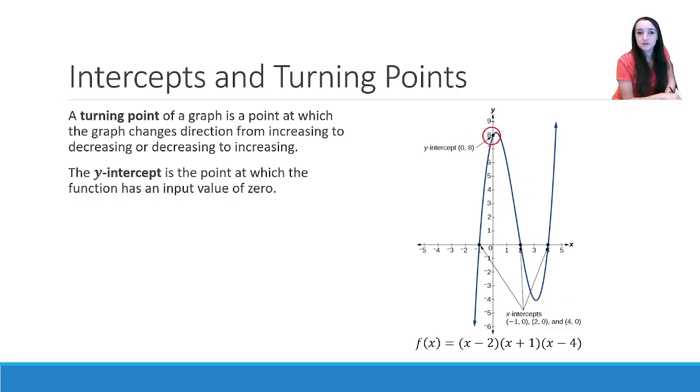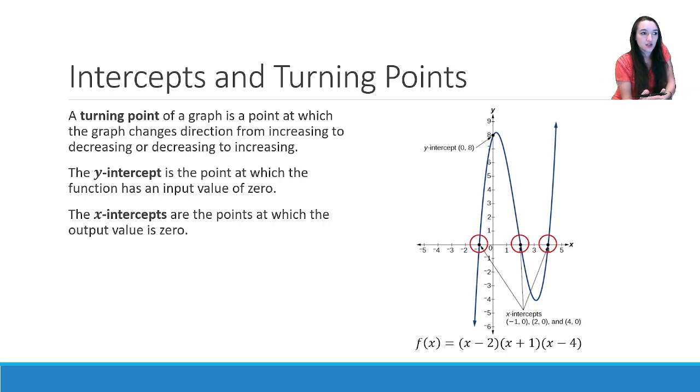The y-intercept is the point at which the function has an input value of 0. We already sort of know that from previous functions. That's always going to be true. But then the x-intercepts are the points at which the output value is 0, so the opposite of the y-intercept. Again, we know about x and y-intercepts, but what's interesting is, finding the y-intercept is still going to be basically the same way as we always have. We plug in 0 to figure it out. But the x-intercepts get a little bit trickier to find when we're dealing with these higher degree polynomials.